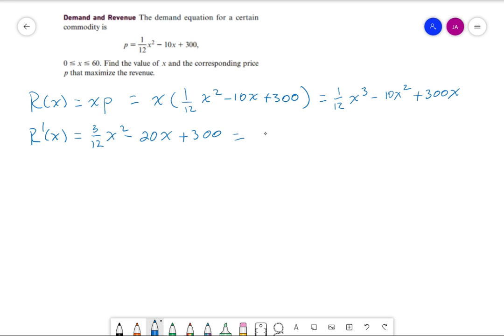Now, of course, this does reduce. 3/12 is 1/4 x squared minus 20x plus 300. Then we need to find our critical values, so we're going to set this equal to 0. And so 1/4 x squared minus 20x plus 300 is equal to 0. I then get this quadratic equation.